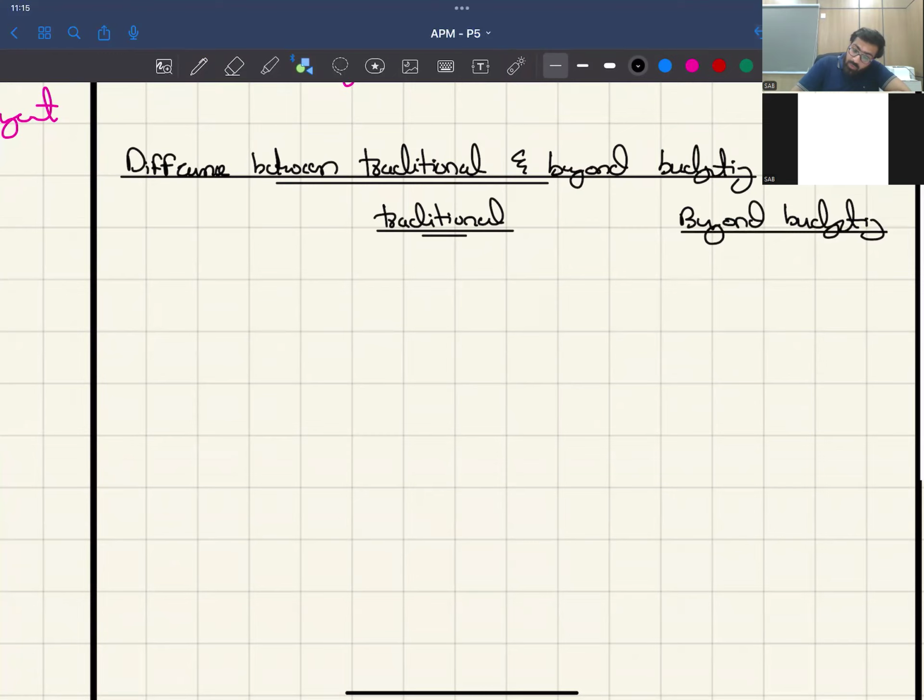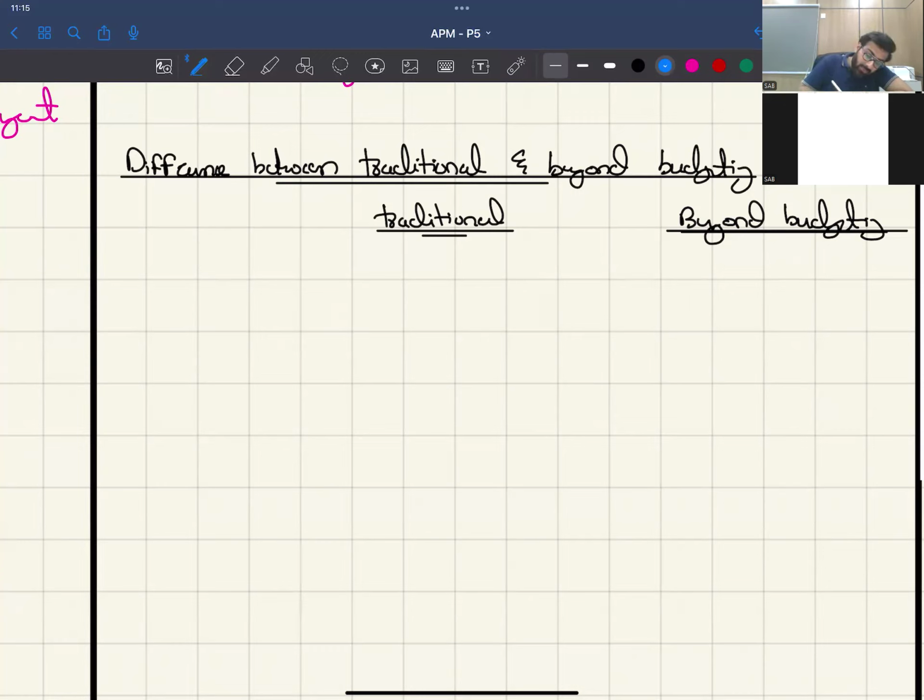Now we have a past paper to be done after this, right? Because this was tested in the exam as well. So traditional budgeting and beyond budgeting: if I wanted to say what is traditional budgeting, or how beyond budgeting can overcome its problems, it's simple.